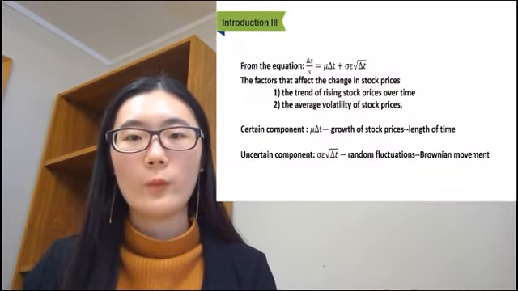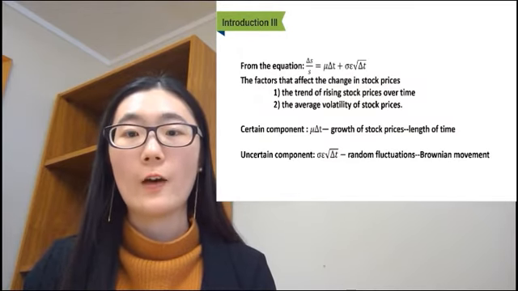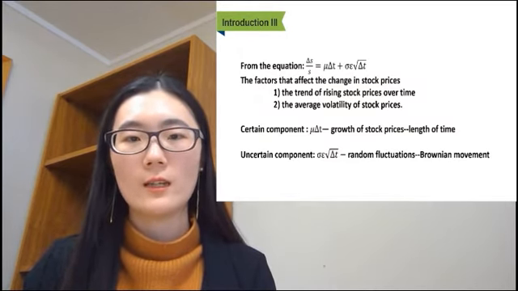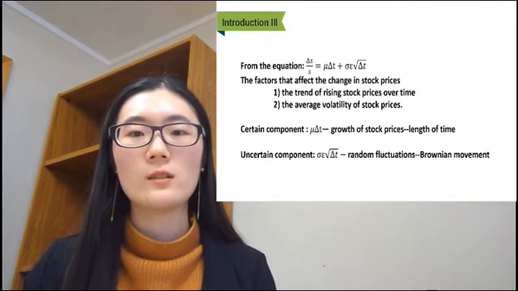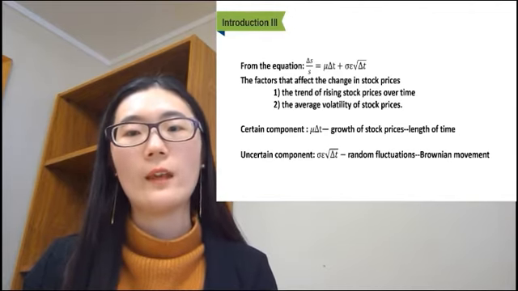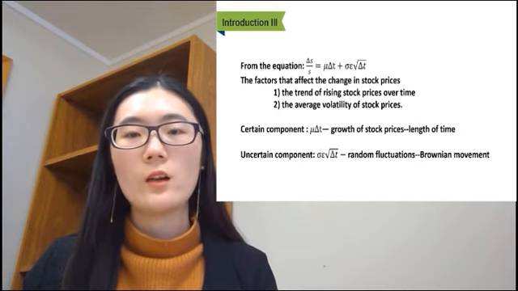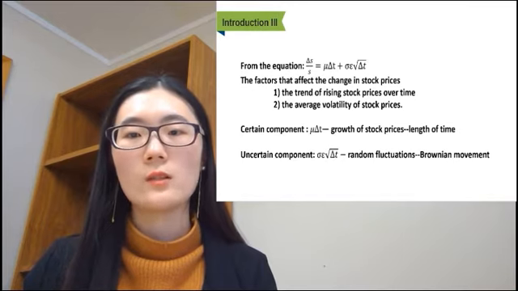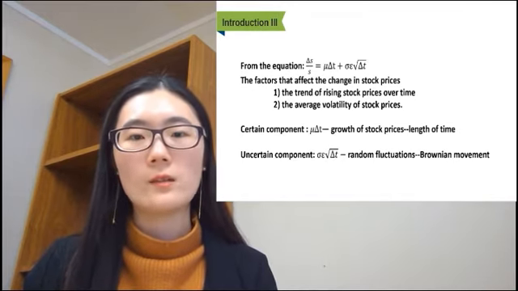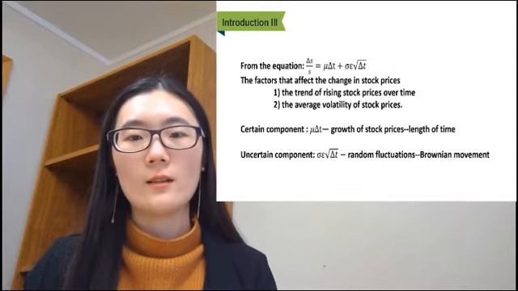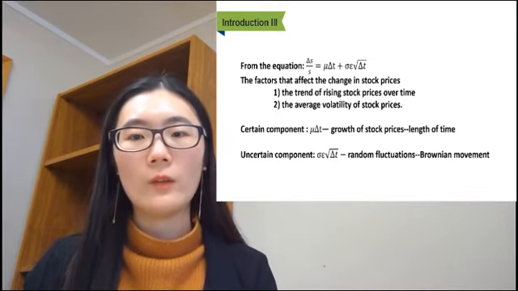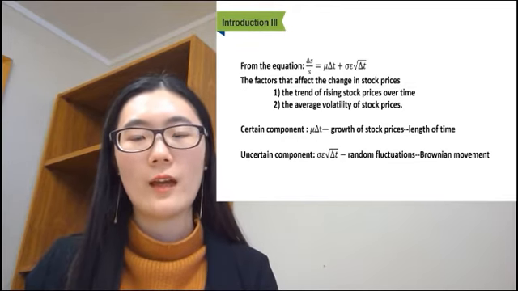From the equation, we can find that the factors that affect the change in stock prices are mainly the trend of rising stock price over time and the average volatility of stock prices. The former, the contribution to the growth of stock prices, depends on the length of time. It is a certain component. The latter only depends on the Brownian movement caused by random fluctuations. It is an uncertain component. Ruohan will introduce the next part.